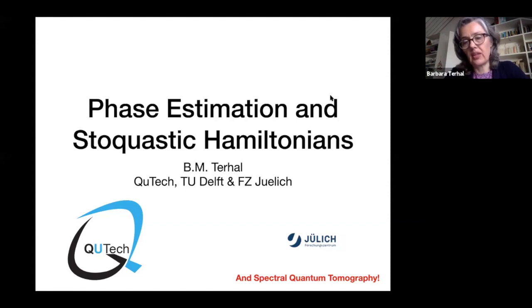This is also a topic that people have thought about already a bit. I'm not sure that we have a definitive answer, but I'll give you some of the things that we're researching. At the bottom of the slide here, you see spectral quantum tomography, because some of what we did for phase estimation was actually very useful directly for a spectral tomography method that we invented, which I'll also mention in my talk.